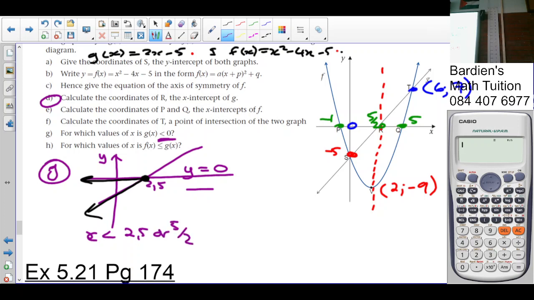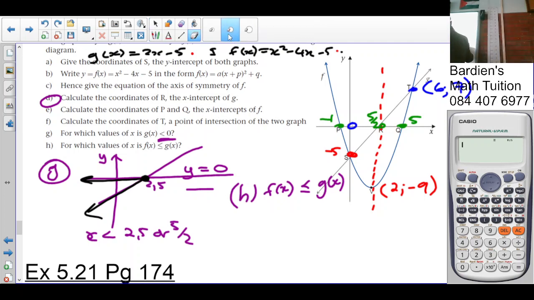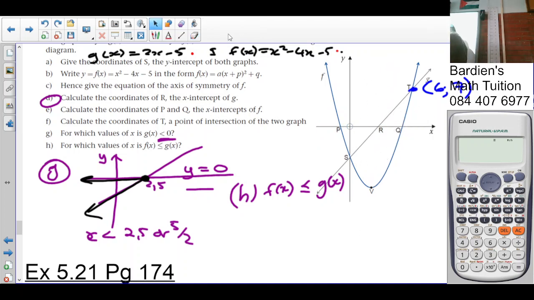Okay, for 2.5. The h, they want to know where f of x is less than or equal to g of x. I'm going to take this information from this graph here. Remember the 6 and 7, that's what I need. So where is f of x less than or equal to g of x? Or where the g of x graph is on top of the f of x graph, or the f of x graph is under or beneath the g of x graph.